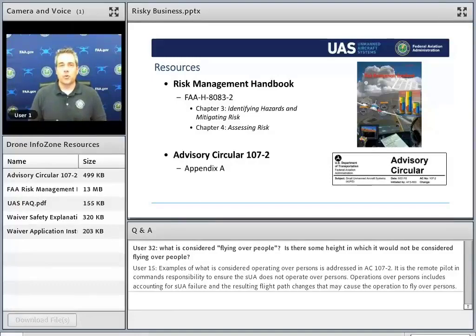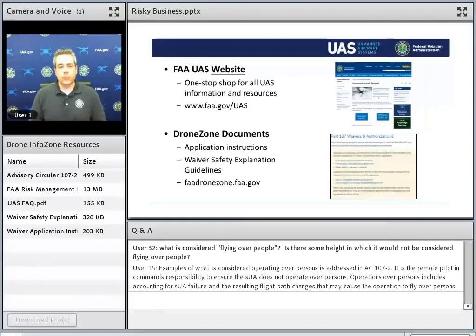There are plenty of tools out there to help you. That's the good news. The first one we talked about earlier is the Risk Management Handbook. If you don't necessarily want to read the entire handbook, I understand, but focus on chapters 3 and 4. That is what's really going to help you, especially with today's topic. Chapter 3 is identifying hazards and mitigating risk. Chapter 4 is assessing risk. That's really, really good information in that book. We also have Advisory Circular 107-2, and in Appendix A, there is a lot of information as well, very specific to UAS operations to help you with risk assessments.